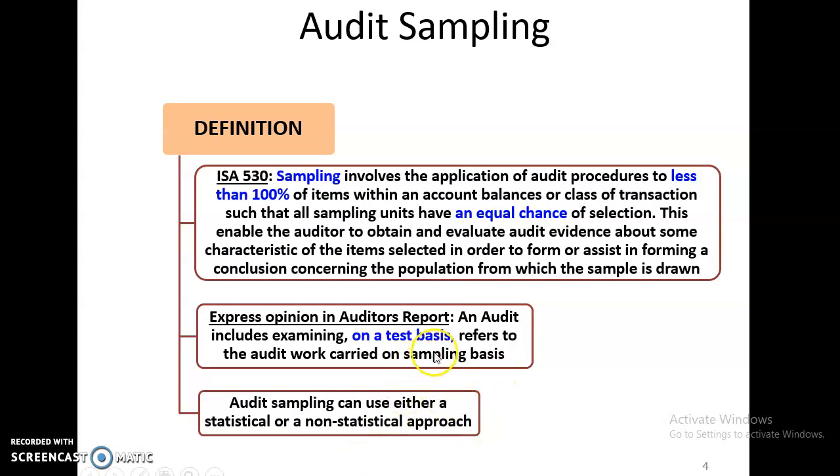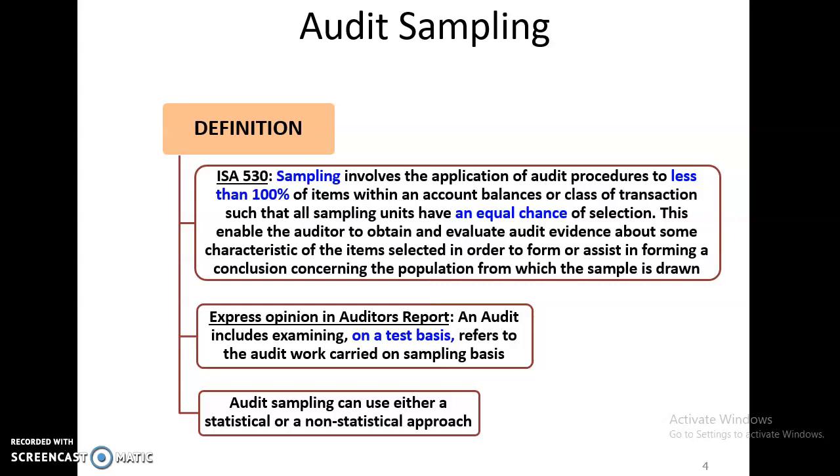Okay, if we look at the Auditing Standard 530, sampling means the application of audit procedures to less than 100% of items within the account balances or class of transactions such that all sampling units have an equal chance of selection. Meaning to say, in performing our sampling process, the item that we have selected could be randomly taken, and for that reason we said that each of the item has an equal chance of selection.